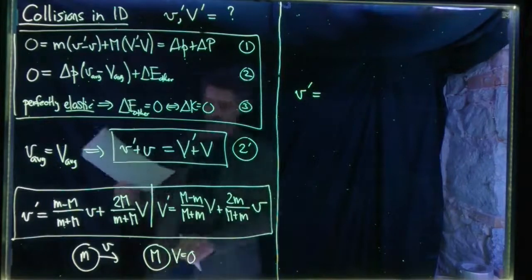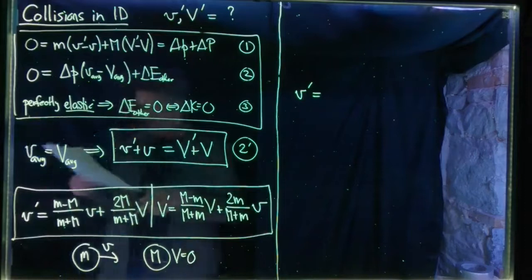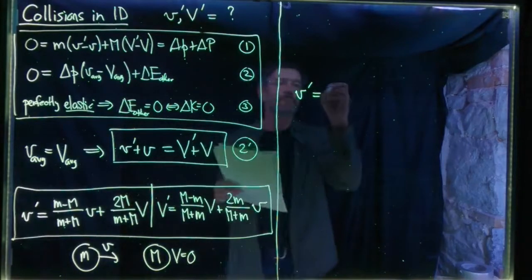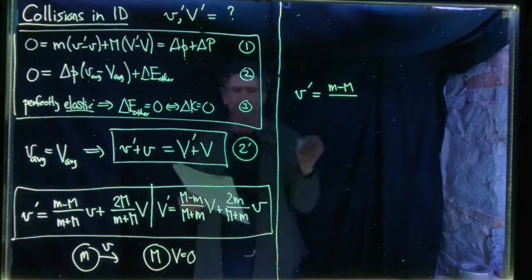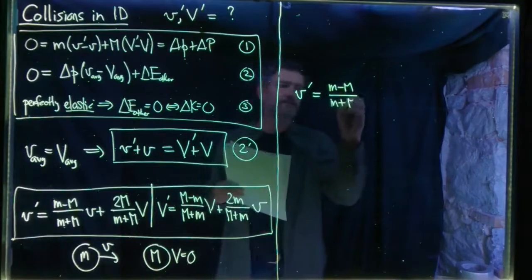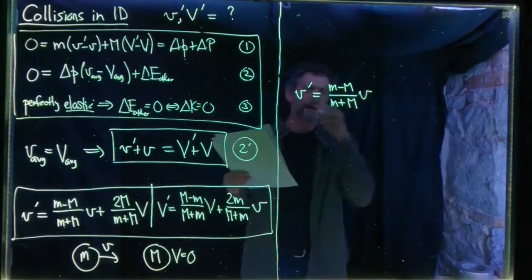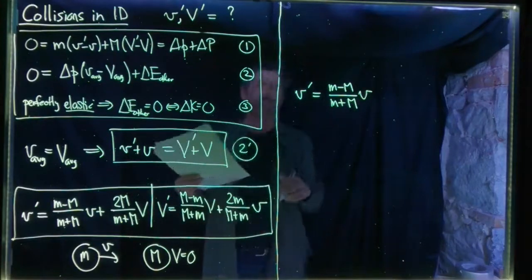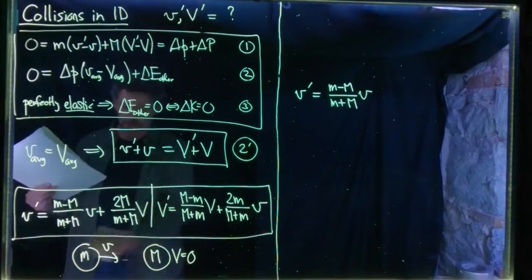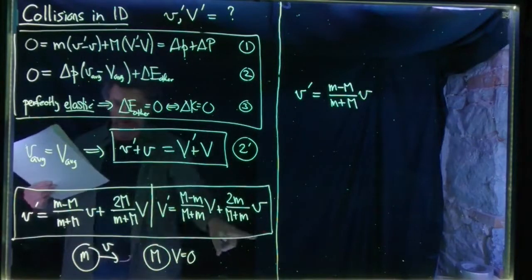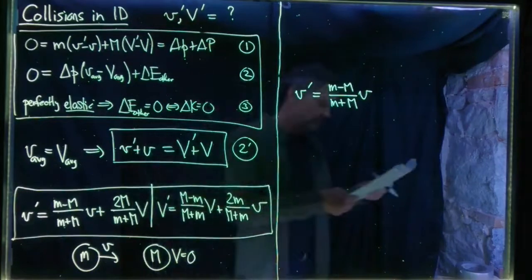Okay, so when the initial velocity of big M, big V, is 0, that term drops out, and we just have this. It's little m minus big M, divided by little m plus big M, times little v, the initial velocity of little m. So we're trying to figure out what's the final velocity of little m. Does it bounce back, or does it continue forward, or does it come to rest? That kind of thing.